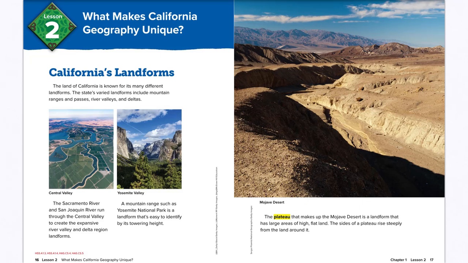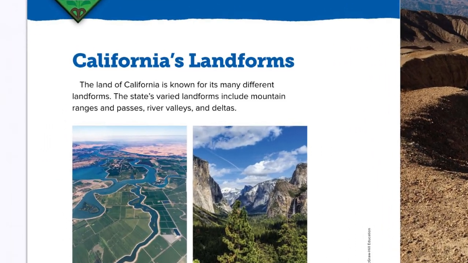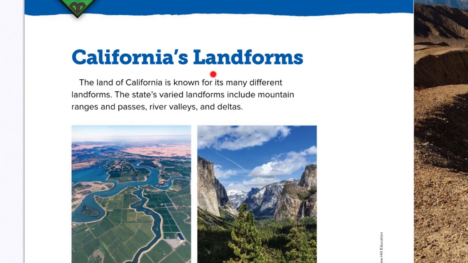Hi class, today we are looking at Chapter 1, Lesson 2, What Makes California Geography Unique? Let's take a look. California's landforms. The land of California is known for its many different landforms. The state's varied landforms include mountain ranges and passes, river valleys, and deltas.